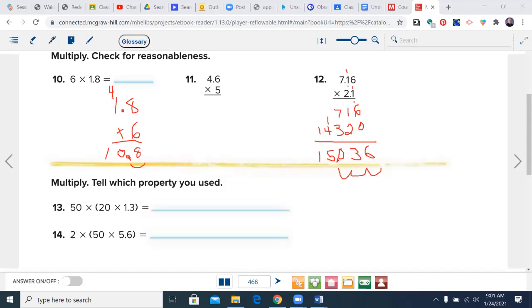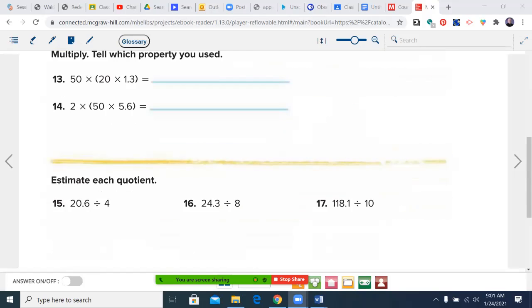Standard algorithm: count the digits after the decimal place in your factors. Make sure there's a corresponding number of digits after the decimal place in your product. So I'm gonna go ahead and clear that. Let's go to the next section.